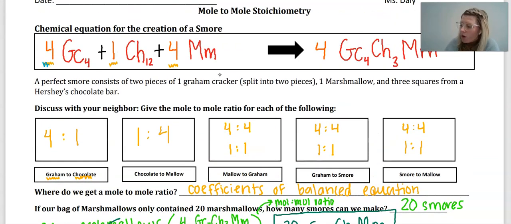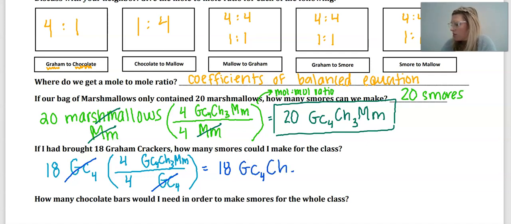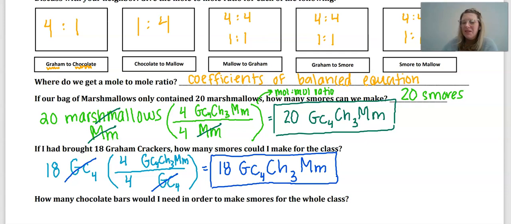So I have a 4 coefficient in front of graham cracker, and I have a 4 coefficient in front of s'more. So again, this is a 4 to 4 or 1 to 1 ratio. Our units are going to cancel, and we end up with 18 times 4 over 4 or 1, giving us 18 s'mores. Okay, awesome.